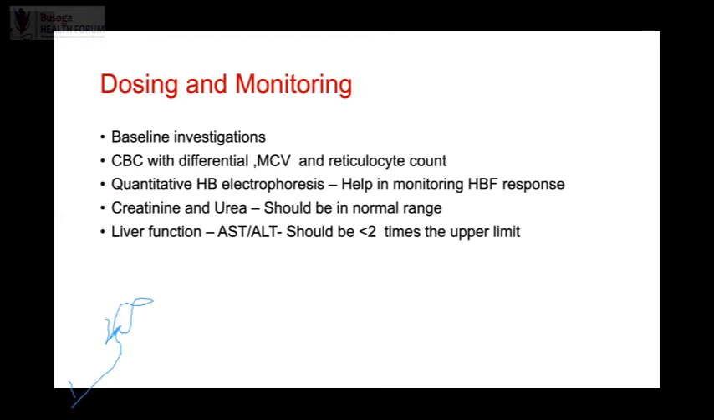If you can, get a quantitative hemoglobin electrophoresis, because you want to see a response in hemoglobin F increase. If you can't, you can do without having the hemoglobin F level. Make sure that your liver and kidney are working very well. They should be in the normal range. Sometimes it's hard. We shall adjust the dose, and the liver function should be less than 2 times the normal range. In children with sickle cell disease, sometimes we never really get a normal AST or ALT because of continuous hemolysis, but they shouldn't really be 2 times the upper limit.